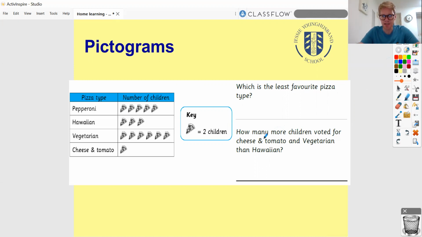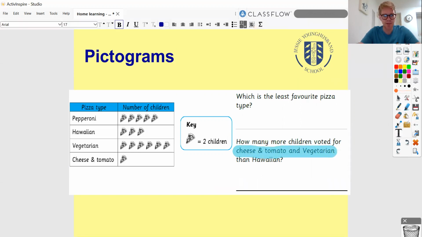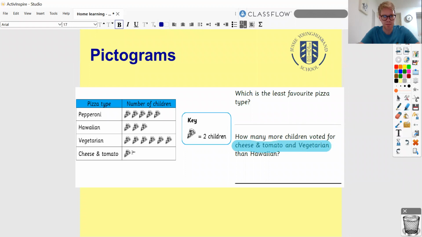Okay, so a couple of parts to this, isn't there? It's talking about this as one total. It's talking about cheese and tomato and vegetarian. So let's add up those 2. Well, cheese and tomato has 1 picture. Vegetarian has another 1, 2, 3, 4, 5, 6 pictures. So that's 7 pictures of slices in total. And we know that each one is worth 2. So we can say that 14 people had cheese and tomato and vegetarian.